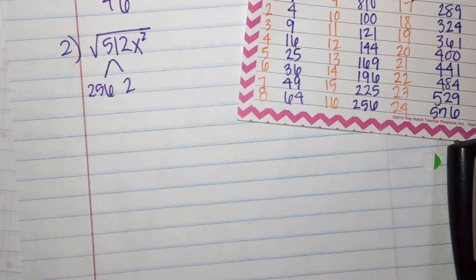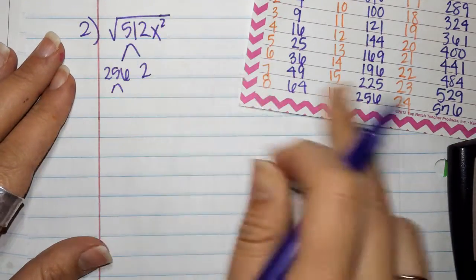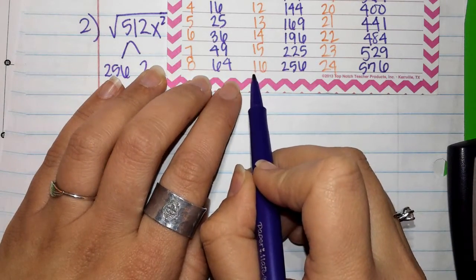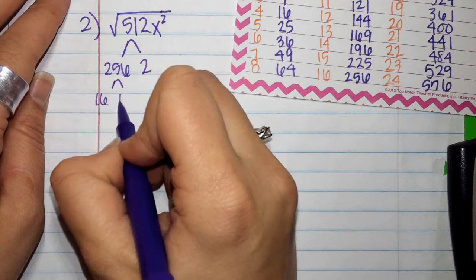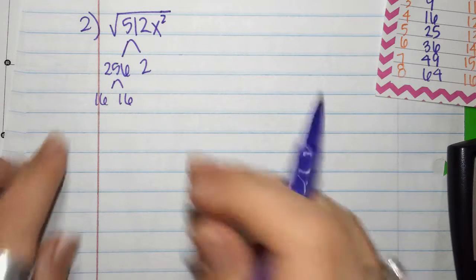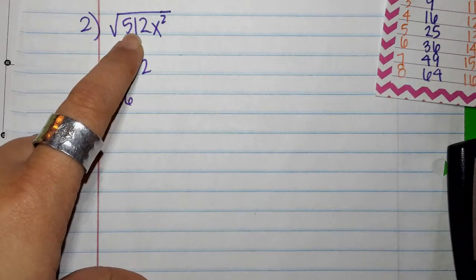Now, what number multiplies by itself to give us 256? 16. And if you don't know, go to your purple, look to the left. So it's 16 times 16. Is everybody with me so far? No, don't break it down further. Okay, so what we did was we found the biggest perfect square that went into 512.